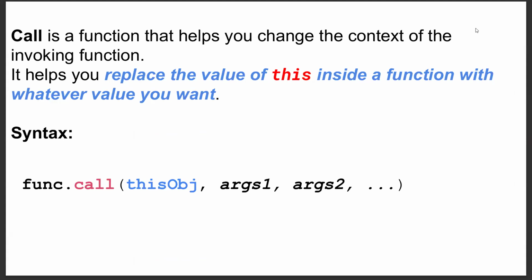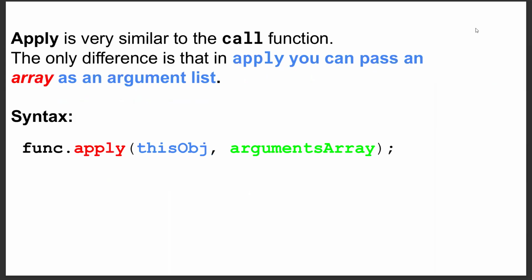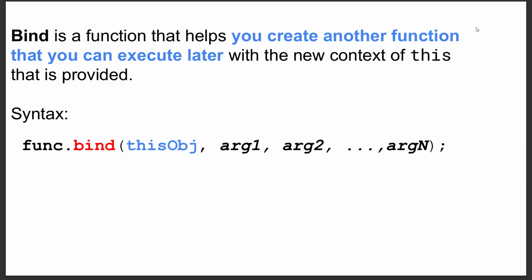See, function dot call: the first argument will be your object, and from the second parameter onwards you can put arg1, comma, arg2, like that. The difference between call and apply is that if from the second parameter onwards you want to pass an array, then you should go for apply. Apply is very similar to call. The only difference is that you can pass an array as the argument list. Same syntax: your user defined function dot apply, then the object, then the arguments as an array.